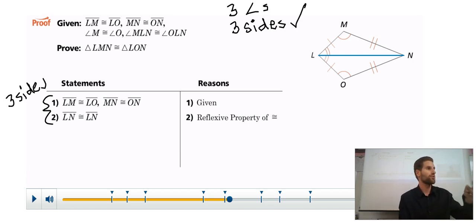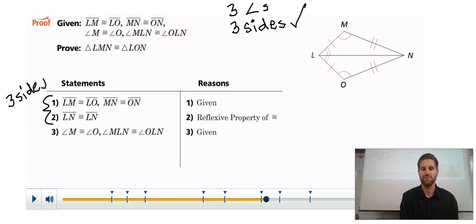Now we have to prove 3 angles to be congruent. Once I've proven the 3 sides and the 3 angles, my proof is done, correct? So let's continue on. Now I already know 2 of my angles are congruent because that was given to me. So I just got to show this last angle is congruent. So I'm going to go ahead and highlight that. I need to show that this angle right here is congruent to this angle there.